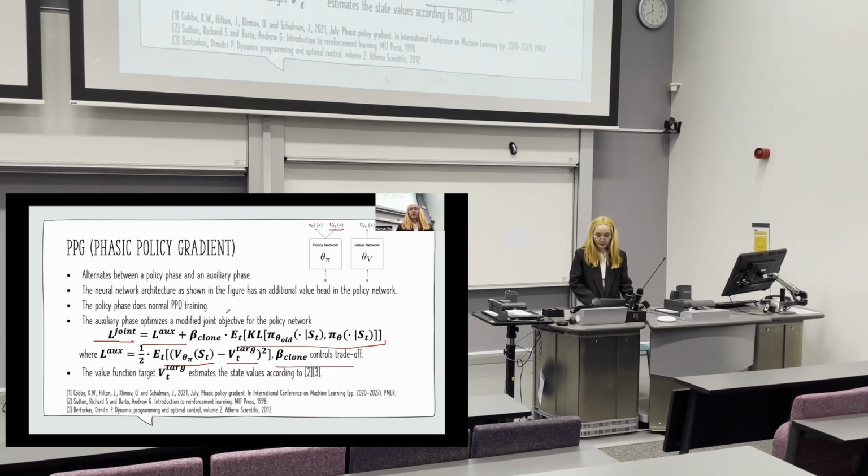Here beta clone controls the trade-off. The target value function, this thing, is basically used to guide our learning of the value function. And the KL divergence is used to limit each policy update to stabilize training.